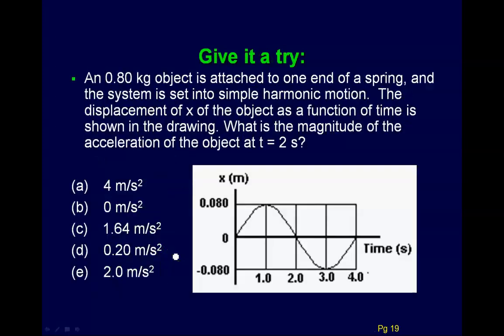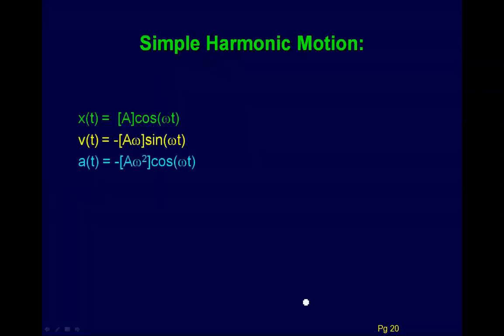All right, let's give another one a try. So now I want to know, what's the magnitude of the acceleration of the object at time t equals 2 seconds? Okay, and hopefully you got that it's 0. So again, the position is hitting 0 at 2 seconds, so that means the acceleration will also be hitting 0 at 2 seconds. So here are our equations for simple harmonic motion the way we set it up.